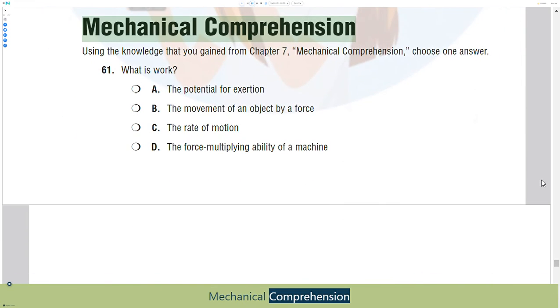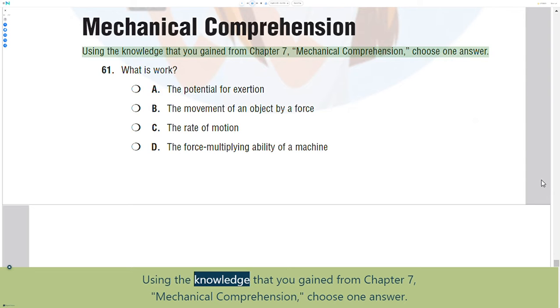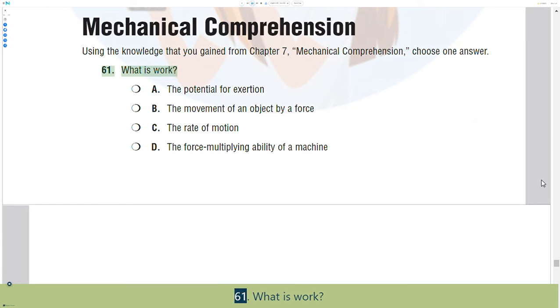Mechanical comprehension. Using the knowledge that you gained from Chapter 7, Mechanical Comprehension, choose one answer. 61. What is work? A. The potential for exertion. B. The movement of an object by a force. C. The rate of motion. D. The force multiplying ability of a machine.